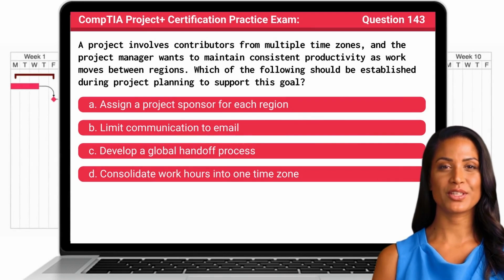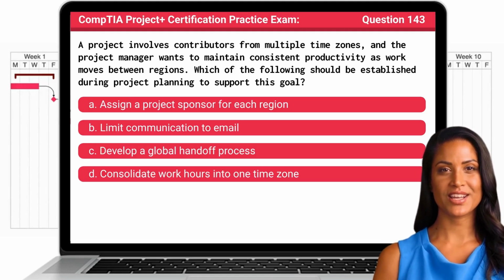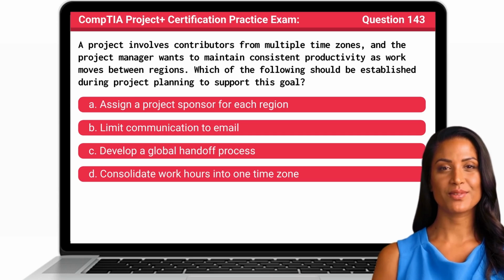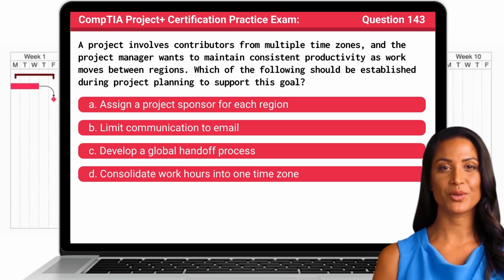Question 143. A project involves contributors from multiple time zones, and the project manager wants to maintain consistent productivity as work moves between regions. Which of the following should be established during project planning to support this goal?